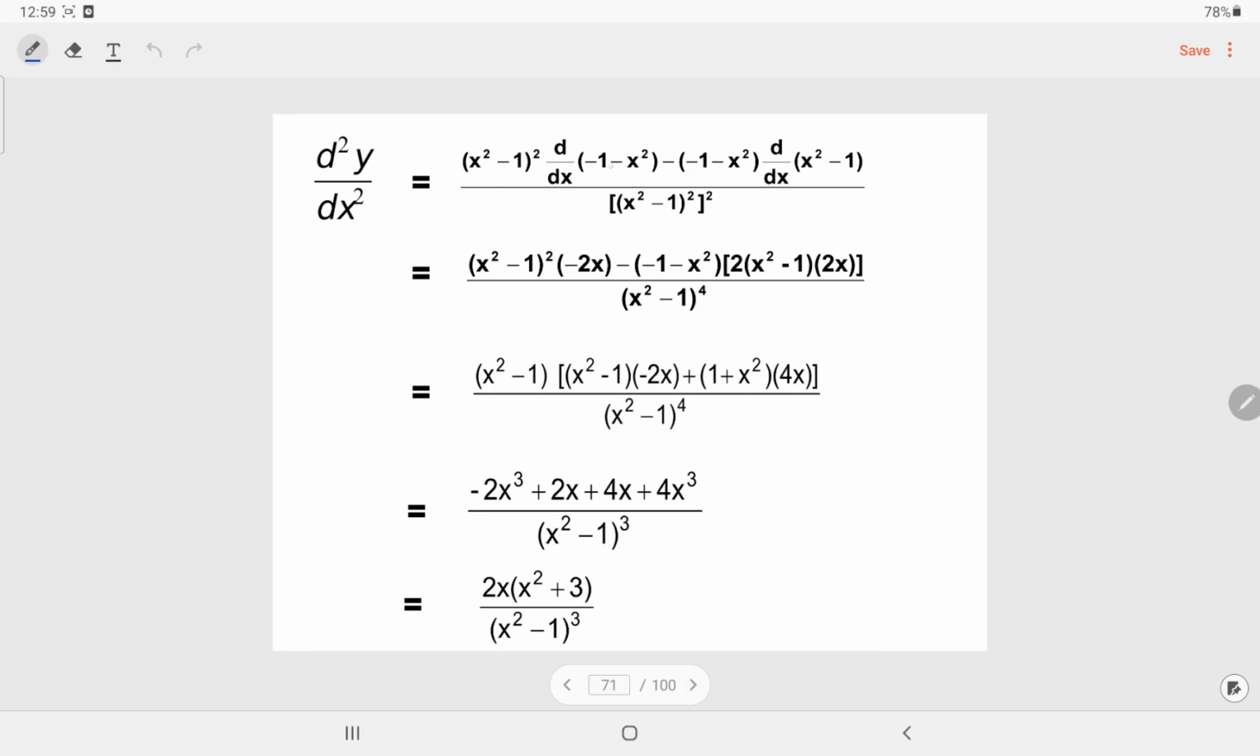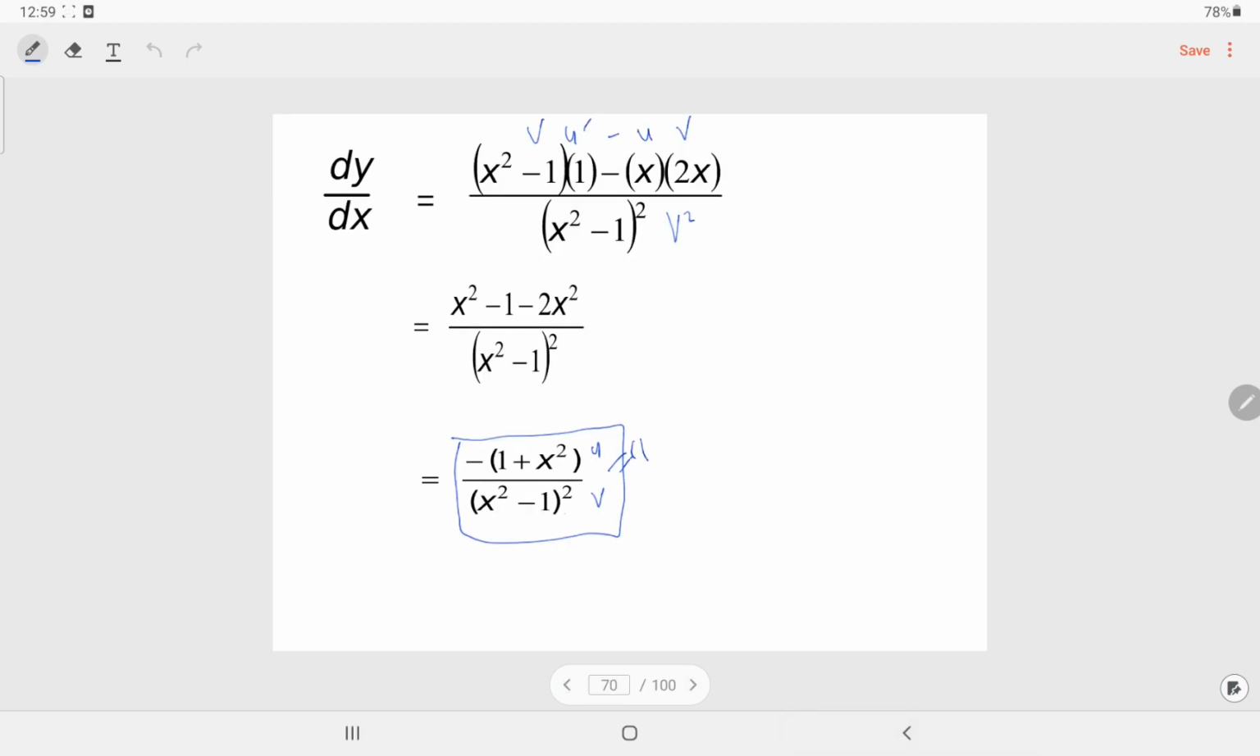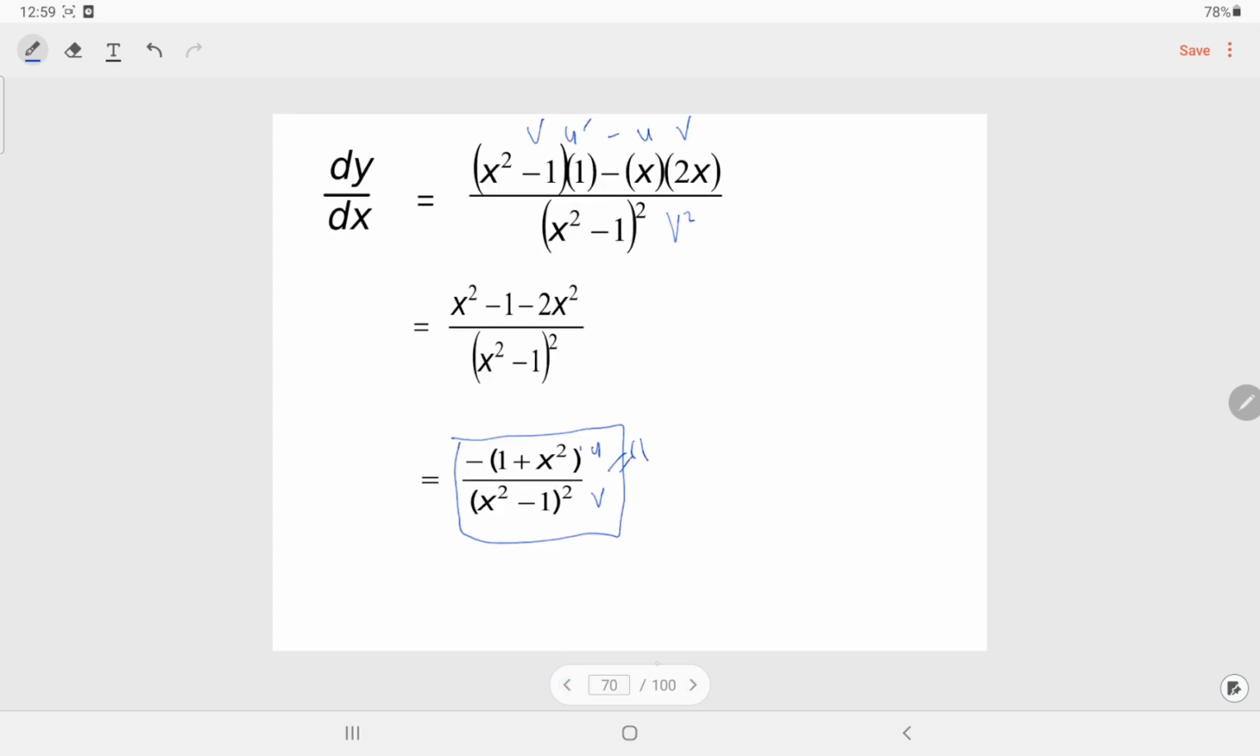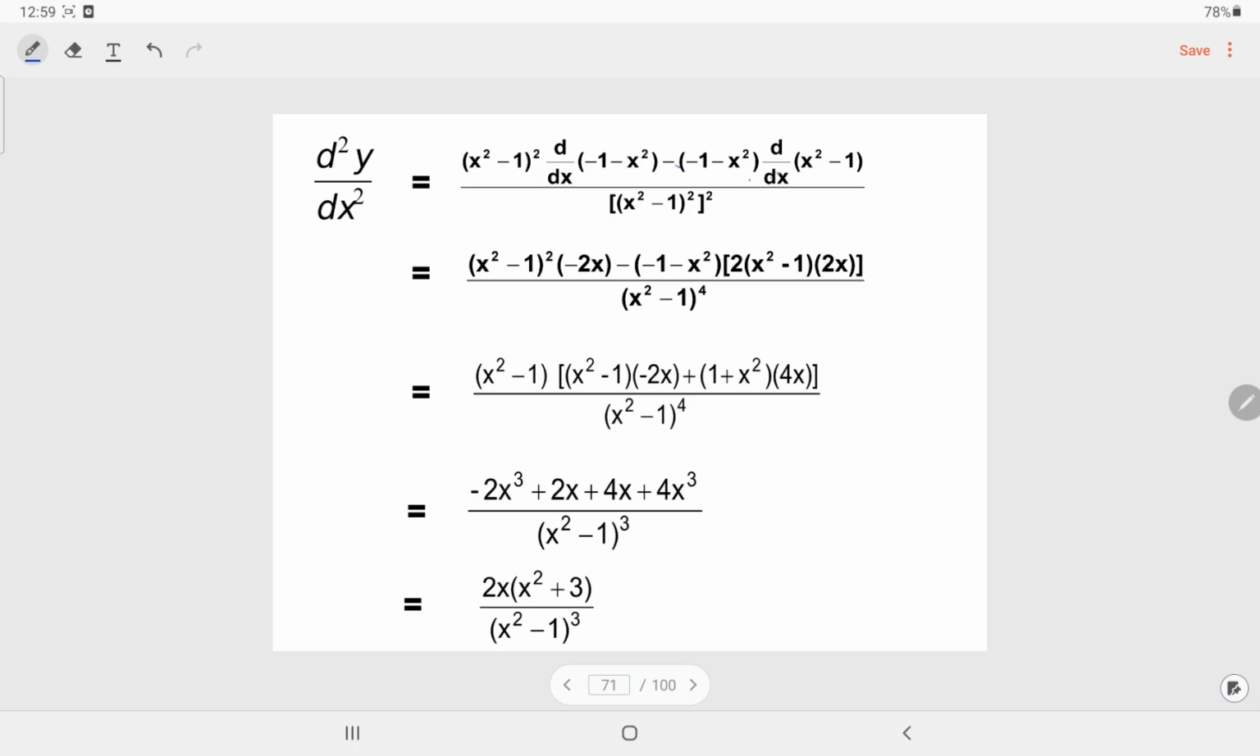For the second derivative, v is the denominator and u is the numerator. The same thing here, (v u prime minus u v prime) over v squared. So differentiate negative 1 minus x squared, we get negative 2x. Differentiate x squared equal to 2x. So solve this one. We can get like this and then expand. Okay, we can factorize and get the final answer.